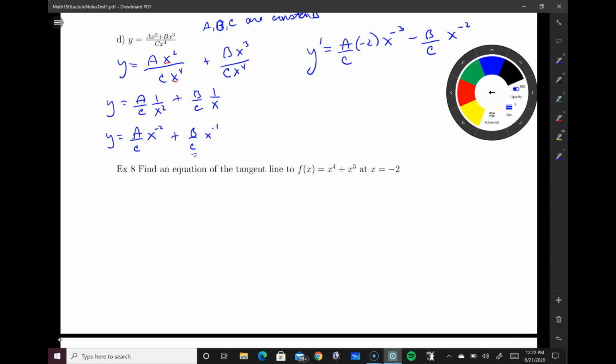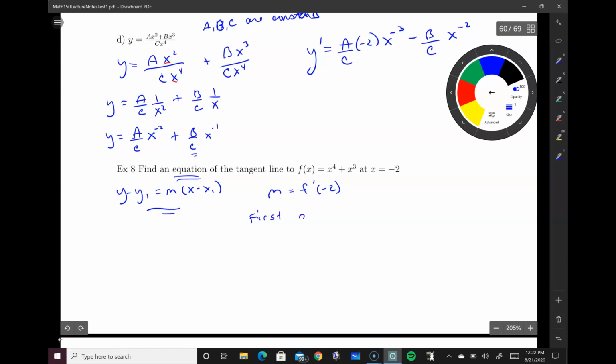All right, finally we get to some application. I can find the equation of the tangent line. So remember, I talked about having a point and a slope, and using this equation was very helpful. Well, now we know the slope is the derivative. The slope will be the derivative at the point negative 2. So let's first just find f prime of x. Taking the derivative of this, I get 4x cubed plus 3x squared. So that's a formula for the derivative.